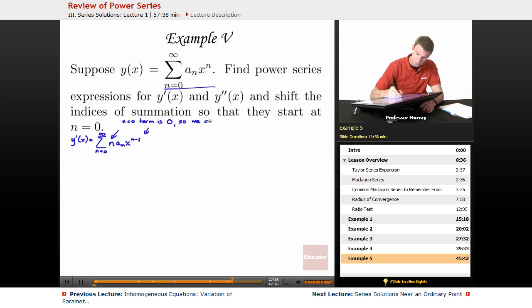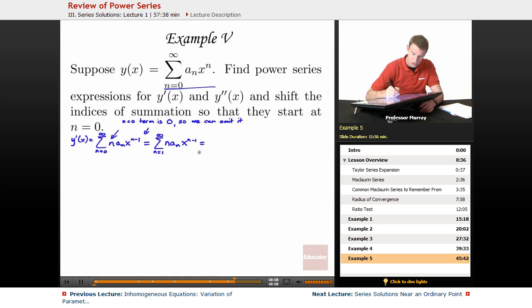So we can omit that n equals 0 term. And so I can rewrite this series, the exact same thing except for n equals 1. And that's because instead of adding up the n equals 0, 1, 2, 3 terms, I notice that the n equals 0 term really isn't doing anything, so I can just add up the n equals 1, 2, 3, 4 terms. So I'm writing the same thing here, a sub n n x to the n minus 1. And it says something about shifting the indices of summation so that they start at n equals 0. I want to show you what I mean by that.